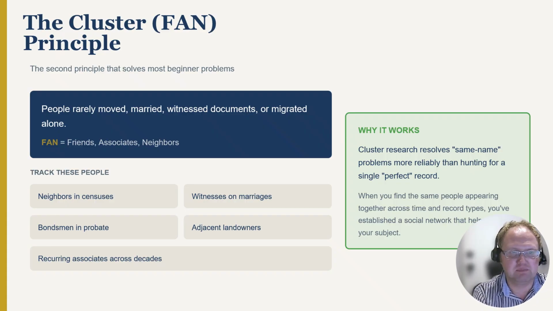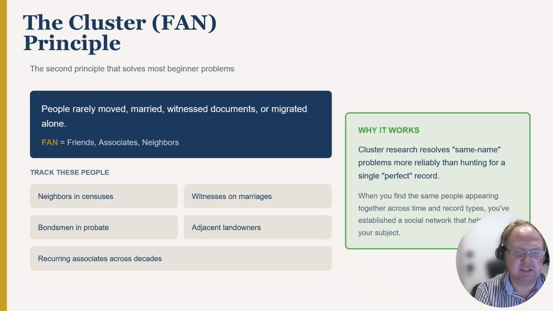Here's a core insight. People rarely moved, married, witnessed documents, or migrated alone. They typically lived in social networks. Understanding those networks helps you identify and distinguish your research subject. What should you track? Census neighbors. Who lived near your subject? Did your families appear together across multiple censuses? Did they migrate together?